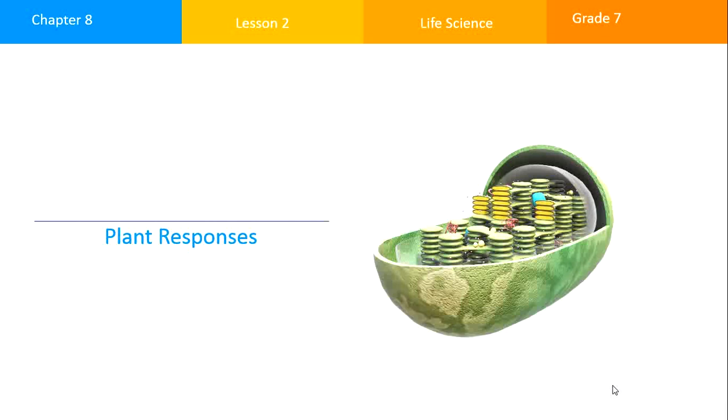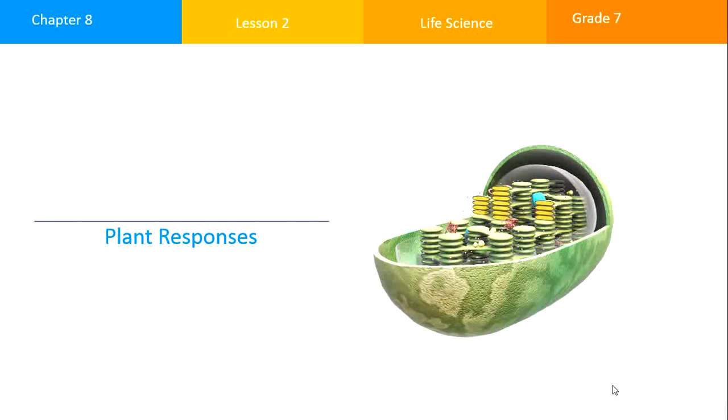We'll start with chapter 8 lesson 2, plant responses, which is the second lesson. Now we already learned how plants process their energy, how they make food, how they use that food, and all that process. We finished it in lesson 1. In lesson 2 we're going to talk about plant responses.